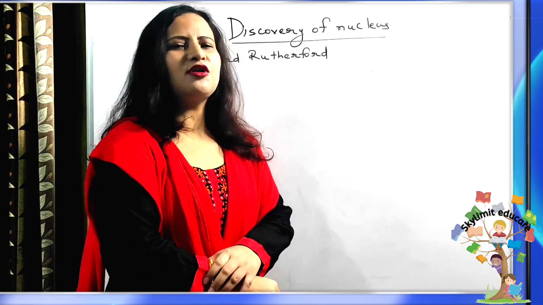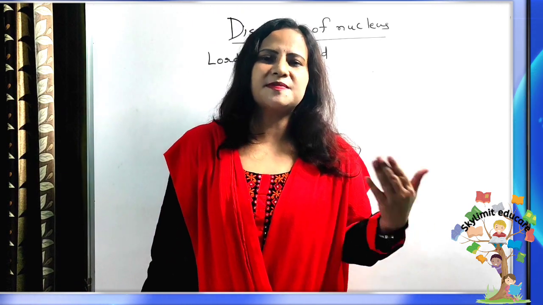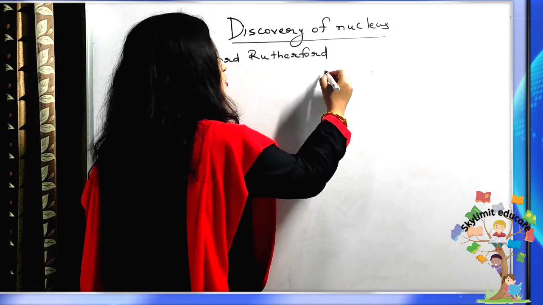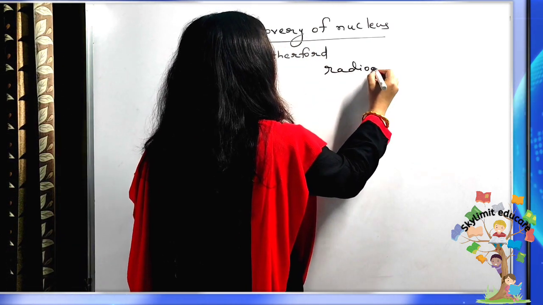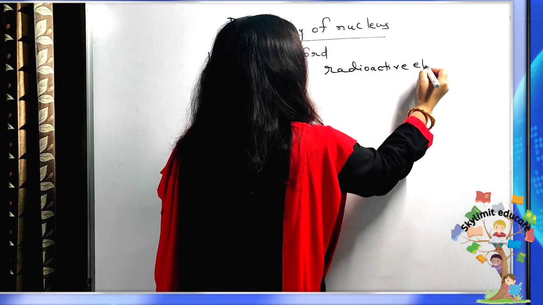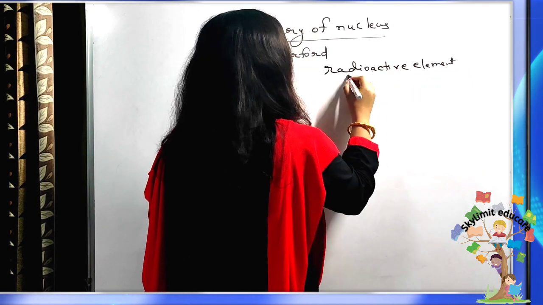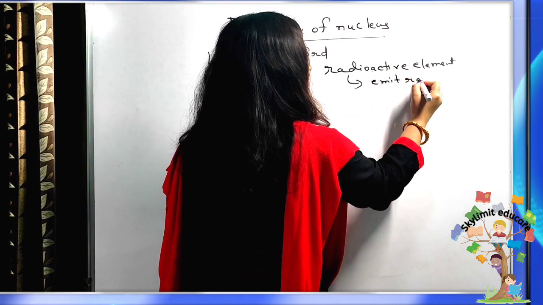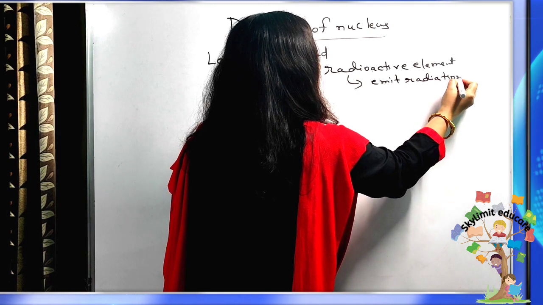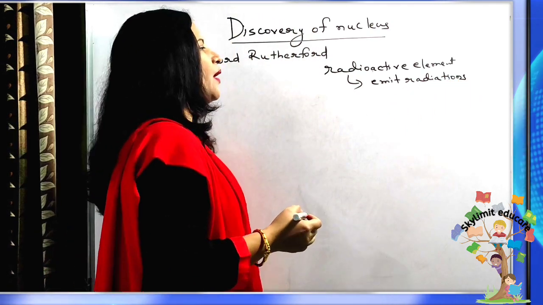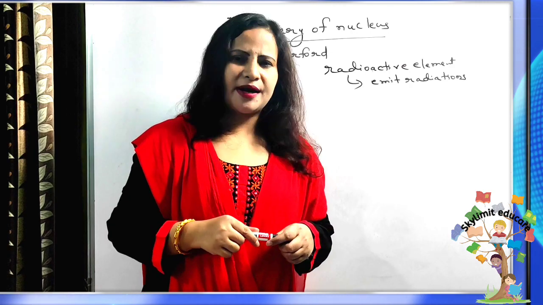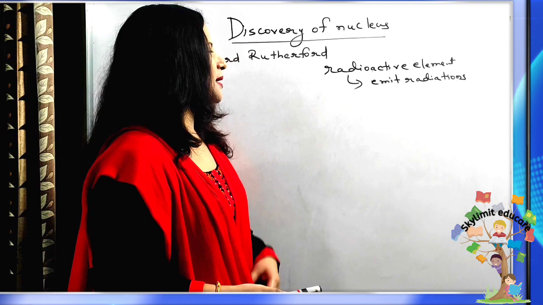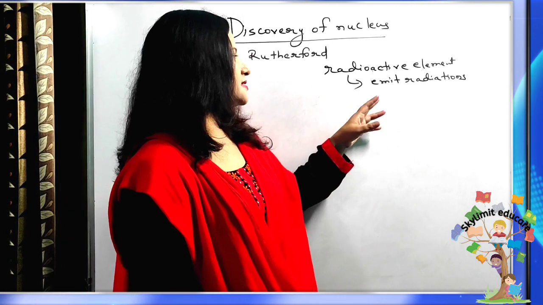Radioactivity is what? It's a phenomenon by which some substances, called the radioactive substances, continuously emit radiations. So there are some radioactive elements. What is the property of these radioactive elements? They continuously emit radiations. So this phenomenon is called radioactivity. Radiations like the alpha rays, the gamma rays and all. You'll be studying this chapter separately later on in your higher classes.